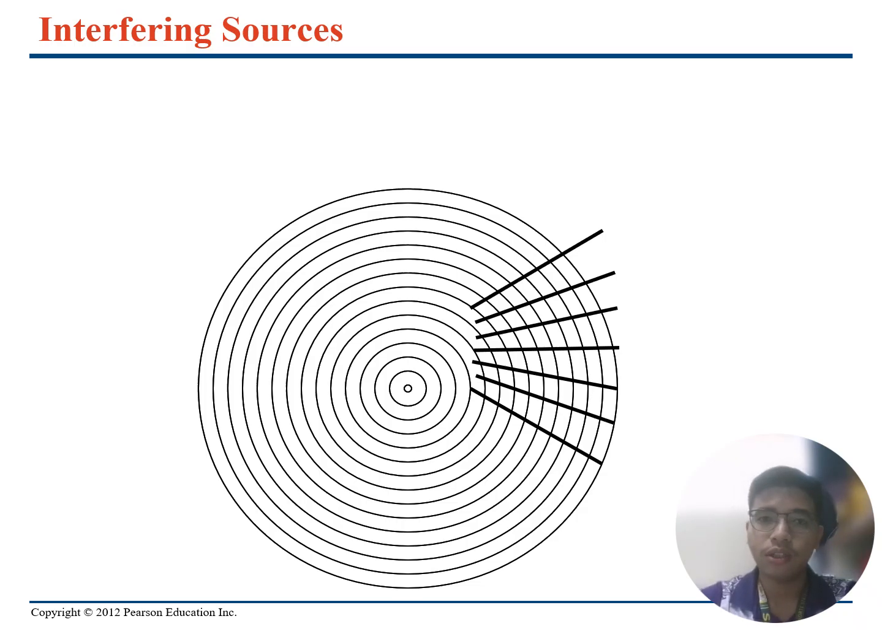Notice that the pattern exhibits symmetry because both sources emit waves with identical properties. This type of interference pattern is commonly observed not only in light waves, but also in sound waves and water waves.